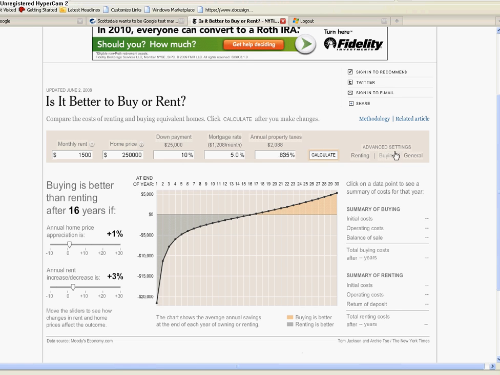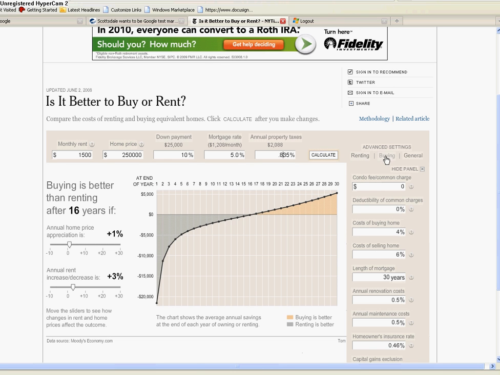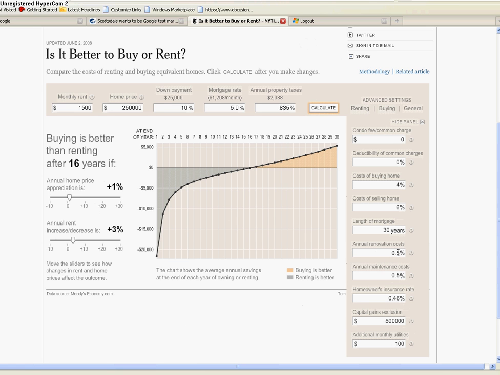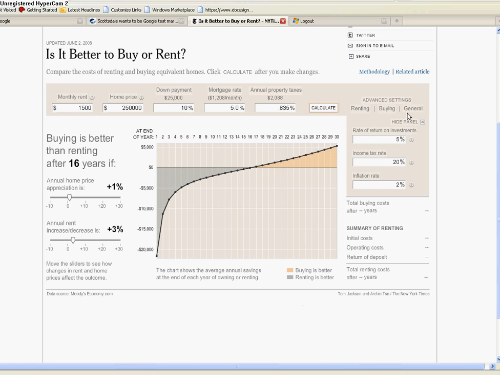Over here we have some advanced settings, and they have some general things in here like one month's deposit for rent, renter's insurance rates, costs for buying and selling a home, annual renovation costs, homeowners association. This could be important, especially if you're looking at a condo. You might have a fee of $100 in here or so for HOA. But we'll say this house doesn't have any fee there. And those are under the buying tab. Then over here in the general tab we have a few other things.